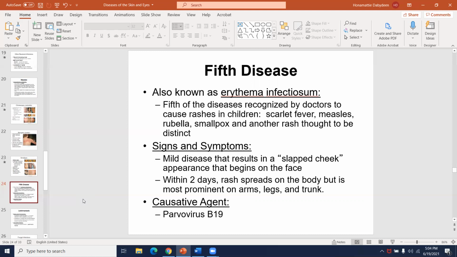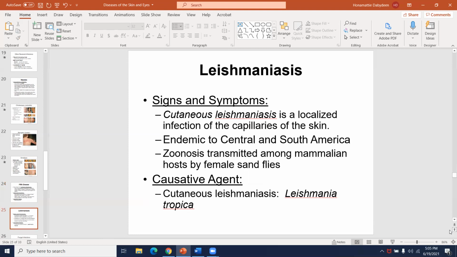It looks like what they call the slapped cheek appearance that begins on the face, but it can spread throughout the body. When I say slapped cheek, it looks like somebody slapped you on the cheek on both sides, and it becomes very red, discolored, but that will permeate the rest of the body within a short period of time, within 2 days. Caused by the parvovirus, but nothing much more to say about that.